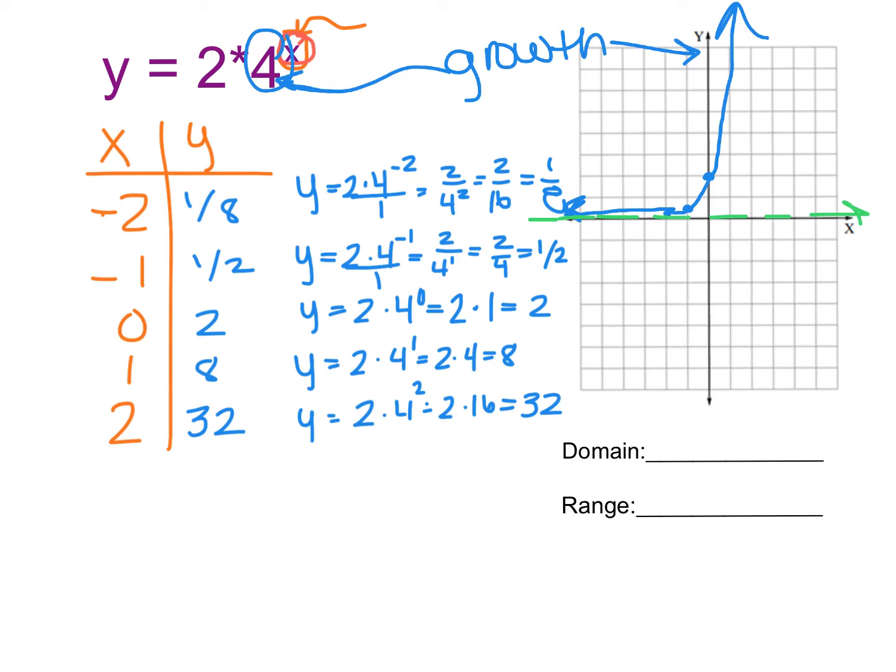That's what this is doing with an exponent. And so because we're repeatedly multiplying by 4, something that is larger than 1, our graph is going to grow very, very quickly. Now the last thing we need to find here is our domain and our range.